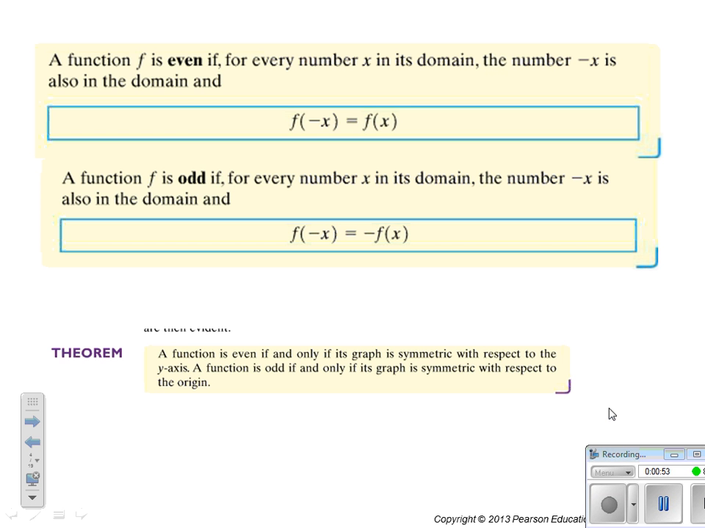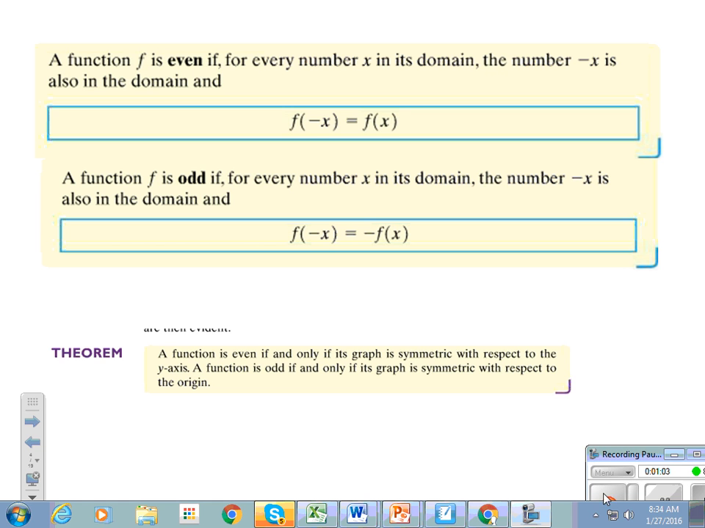All right, a function is even if for every number x in its domain, the number negative x is also in it. So this is really similar to our symmetry test that we did last chapter. A function is odd if for every number x in its domain, the number negative x is also in the domain. And this is also like the test for symmetry we did last chapter.